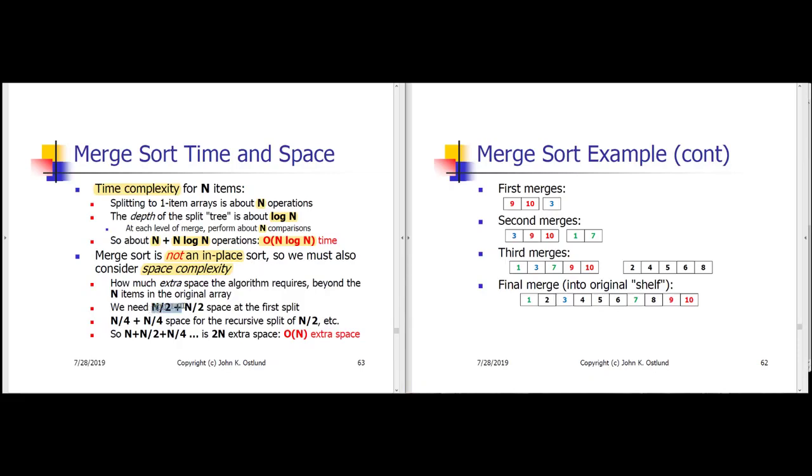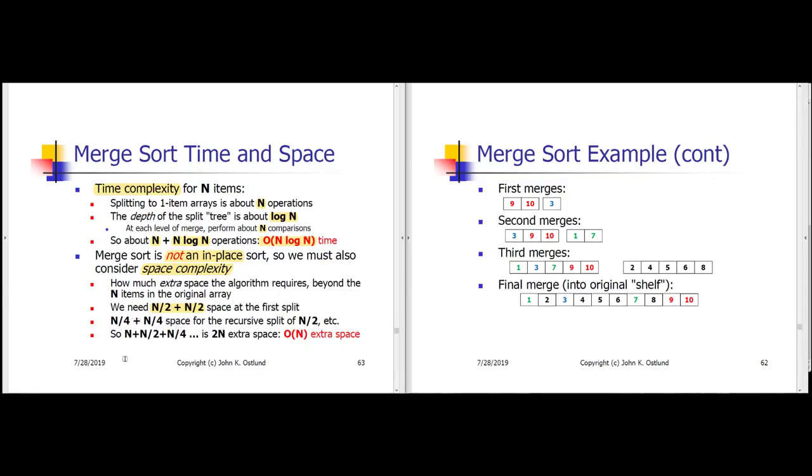Okay, so at the first split, where we start from an n item array, we're going to end up with 2 n over 2 item arrays. And because the recursion is going to go all the way down the left branch and then start working its way back up and down to the right sub-branches and so forth, this first n over 2 part is going to be split into n over 4 plus n over 4. That n over 4 part is going to be split into n over 8 plus n over 8, etc.